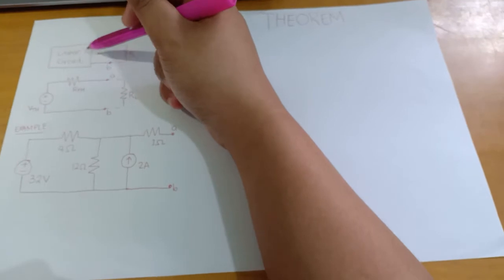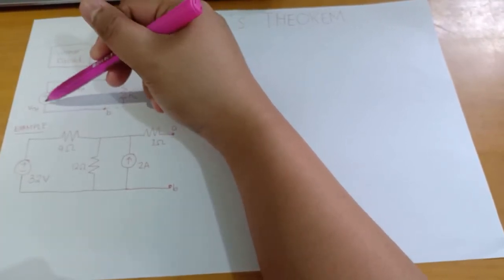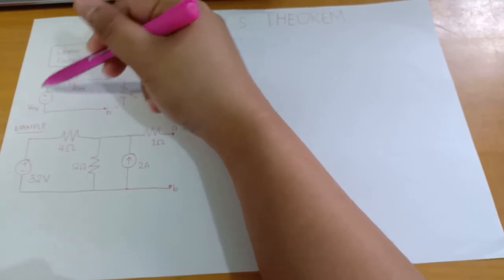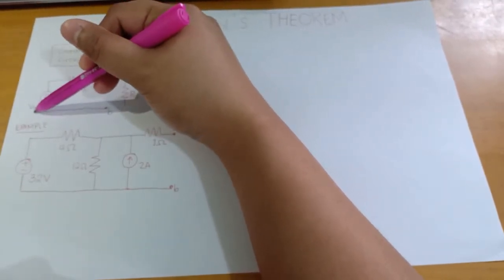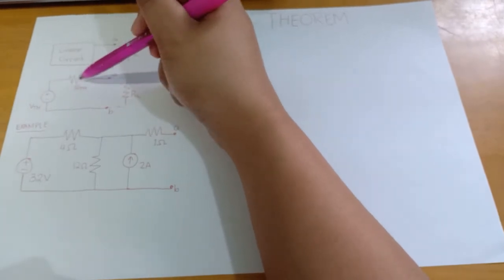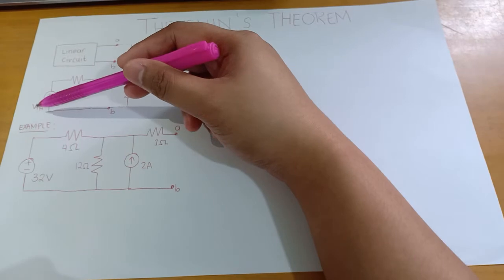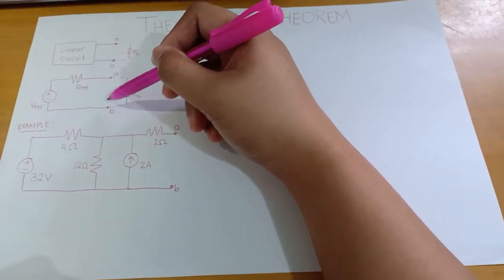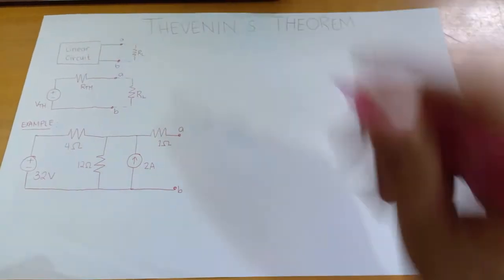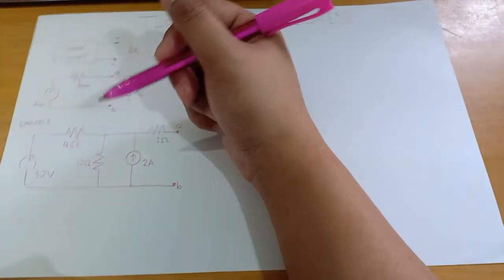Pwede natin express again ang isang linear circuit in a simpler circuit involving only a voltage source VTH, tapos nakaseries sa kanya si Thevenin resistance. So, yung VTH or Thevenin voltage, siya yung open circuit voltage at points A and B. So, let's try by having an example.